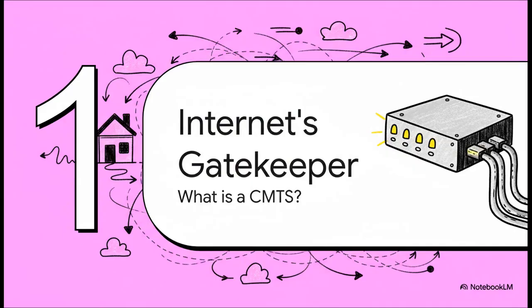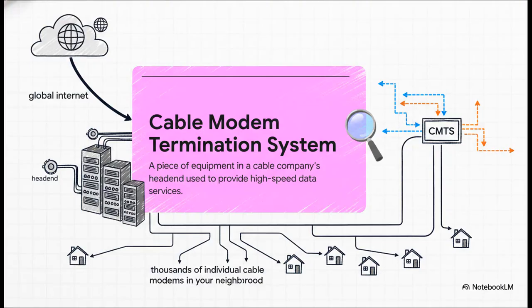All right, let's start with the big question, the basics. What in the world is a cable modem termination system, the CMTS? So at its heart, a CMTS is this really powerful piece of hardware. It usually lives at your cable company's local office. They call it a head end. And its number one job? It's all about managing the absolute fire hose of data flowing between the huge global internet and the thousands upon thousands of cable modems just in your neighborhood alone.